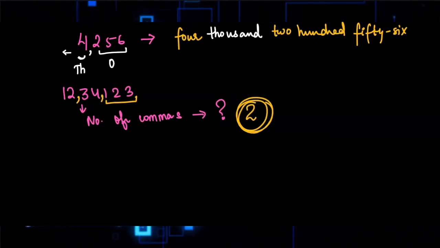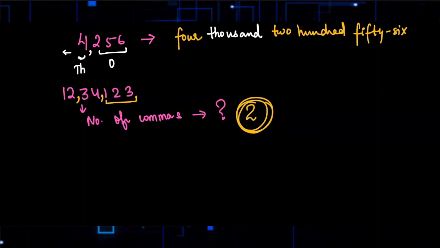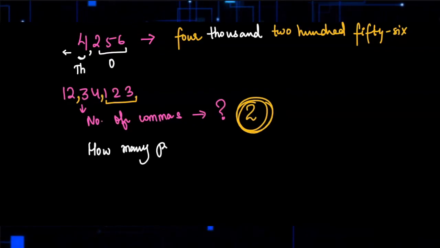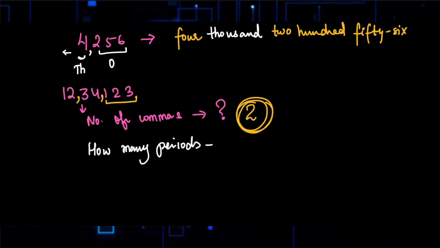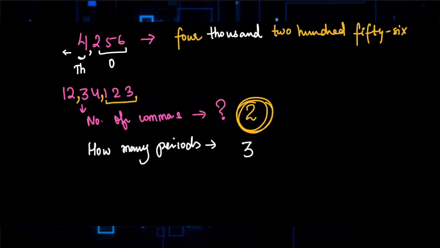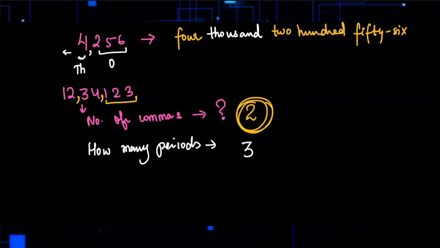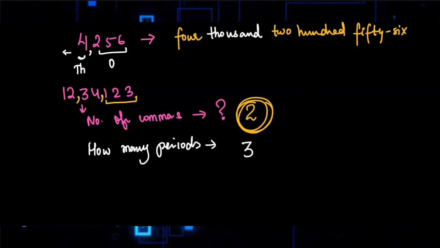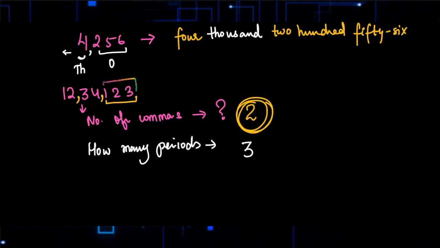Now can you tell me how many periods are present in this number? How many periods? Two, three, four, five. How many? Correct. 3 periods. See, this is the first period. Then this is the second period. And this is the third period.